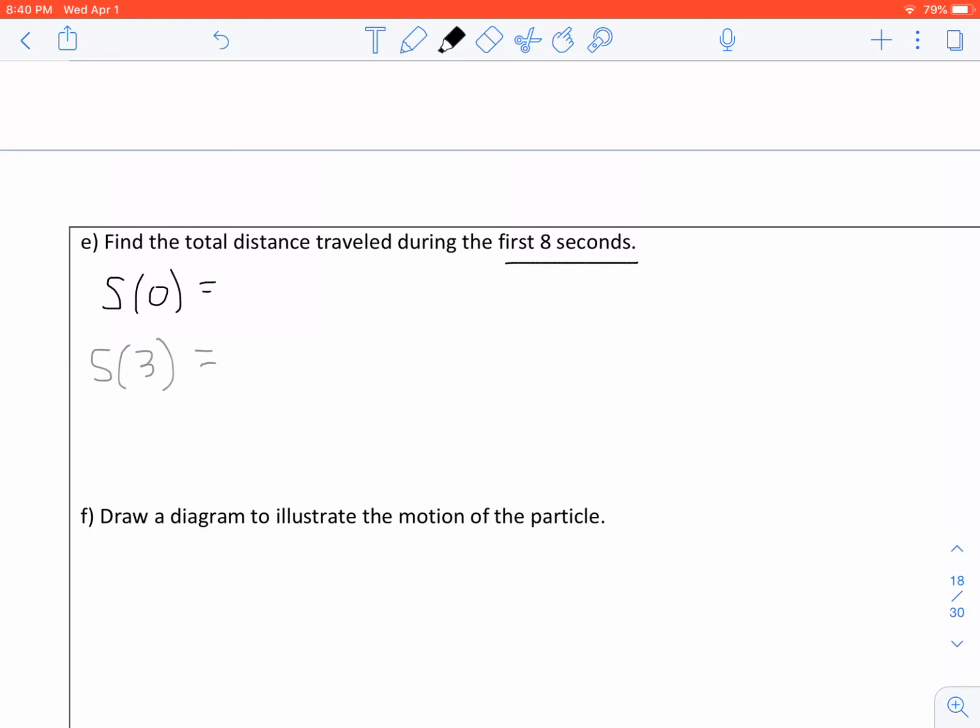And since I'm asking how far it went, I'm using the position function. And then it wants to know the first 8 seconds. So I need to figure out when it stopped moving, where was it? So plugging these values into your original position function, s of 0, plugging in 0, you get 30. Substituting in 3, you get negative 10.5. And then substituting in 8, we get 302.